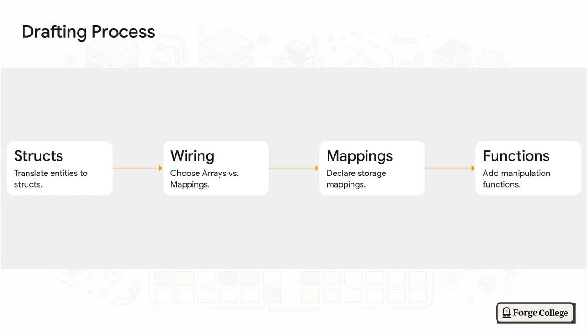Step 2. Choose your wiring. You need to definitively decide where you'll use arrays versus external mappings. Step 3. Go ahead and declare those primary storage mappings. And finally, Step 4. Add some small manipulation functions. And hey, I strongly encourage you to add brief comments justifying your gas trade-offs. Believe me, future you will definitely thank you for it.